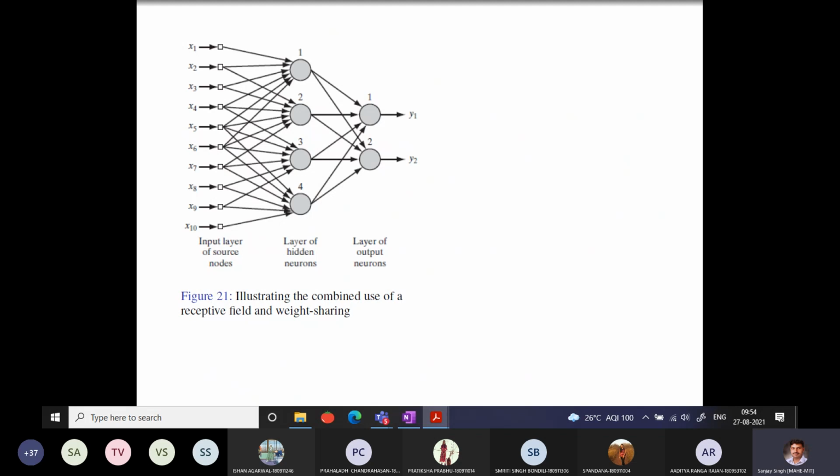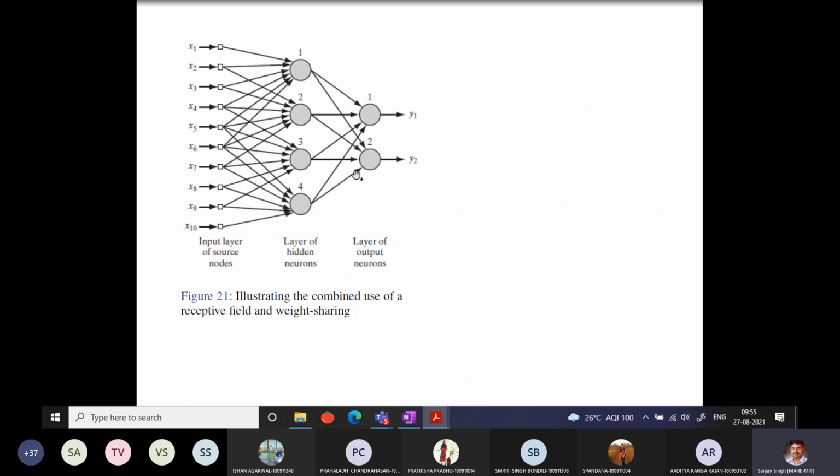So this is an example illustrating the combined use of receptive field and weight sharing. You see that this is not a fully connected network. The first point is connected to only this one, the second only this and this, the third point has only 2 outputs, and some have 3. So there is no common connection, and some sort of weight sharing is also there.